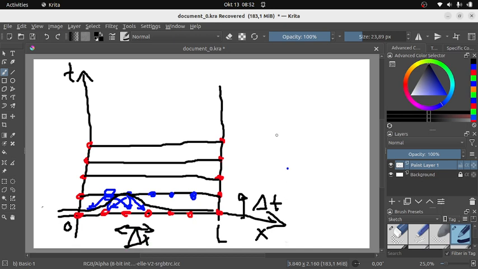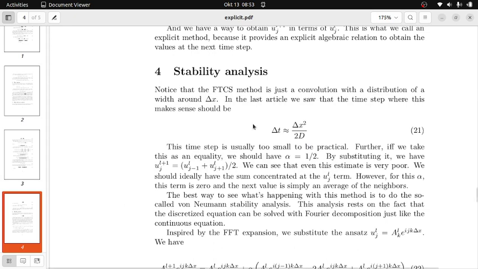Because if the time step is too large, then you have a very spread out Gaussian, and there is no reason why it should depend only on the nearest neighbors, right? And if you recall, the analysis that we did in the last video was that when this nearest neighbors approximation should be good, it's around delta t approximately delta x squared divided by 2d.